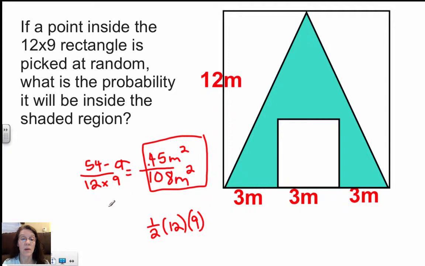3 goes into 45 15 times. 3 goes into 108, let's see, 36 times. And we'll actually simplify again because 3 will go into here 5 times, and 3 will go into here 12 times. So we have a 5 in 12 chance. We could work that out as a decimal if we wanted to. But that's the probability that if we randomly throw a dart or randomly pick a point in that square, that we will hit someplace in that blue shaded region.